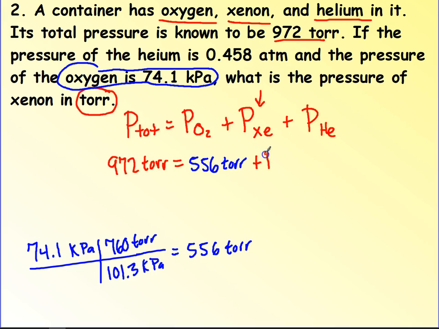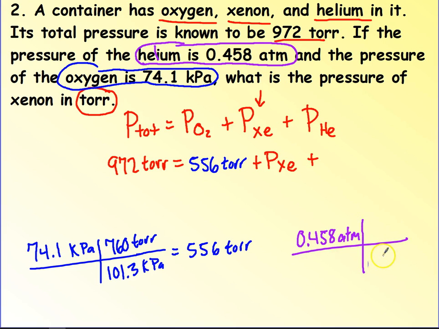I don't know what the pressure of xenon is, because that's what I'm trying to look for, so I'm going to keep it like that. Helium, on the other hand, I do know the pressure. Helium, it says right here, oh, it's spelled wrong, helium. Is this in atm? So I need to change it to torr before I can plug it in. So 0.458 atm times 760 torr over 1 atm. Multiply these two because they're both at the top, and in three significant figures, I get 348 torr.